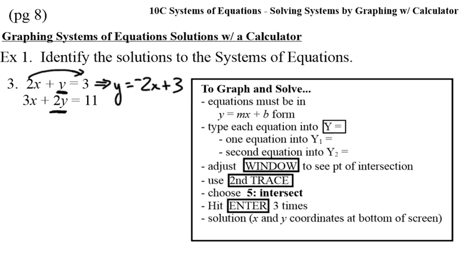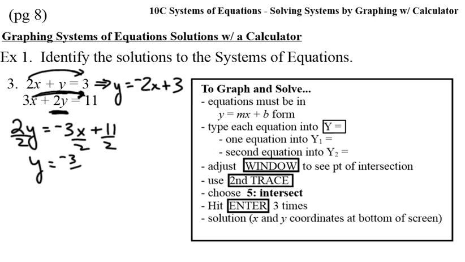A little bit more work here. I like my 2y. I'm moving the 3x over. So I would have 2y equals 3x becomes a negative 3x on the other side plus 11. Divide by 2, and y equals negative 3/2 x plus 11/2. So that's now the 2 equations that need to be substituted in to solve for the solution.